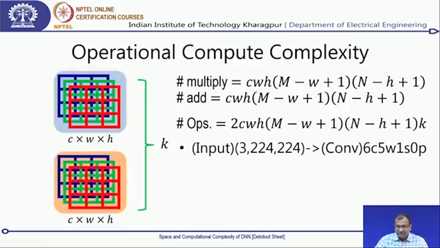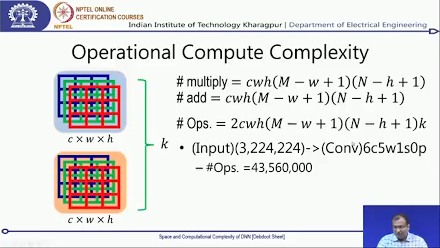Now, say for a very simple one, a 3 channel input image of 224 cross 224, which I convolve with a kernel of 5 cross 5 and stride of 1, and there are 6 output channels. That would mean that my total number of operations in this case is about 43 million, 43.5 million operations.